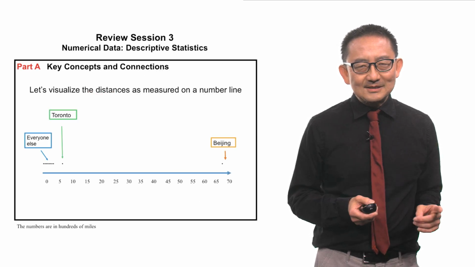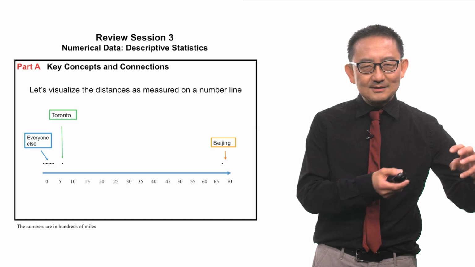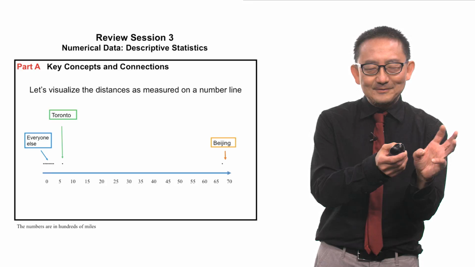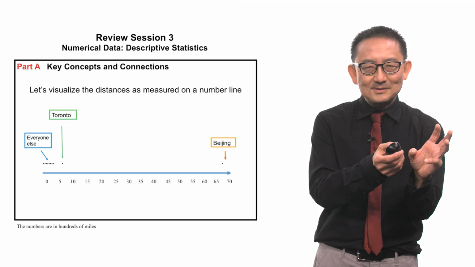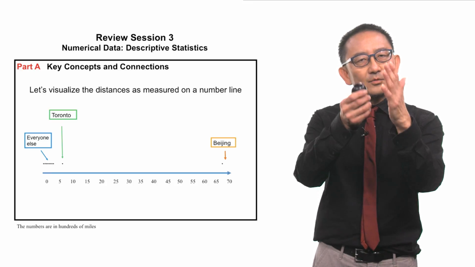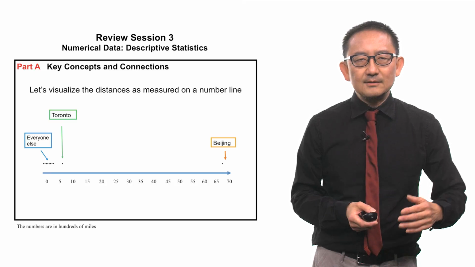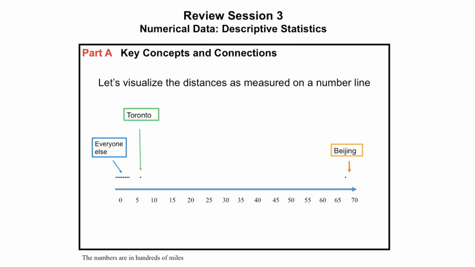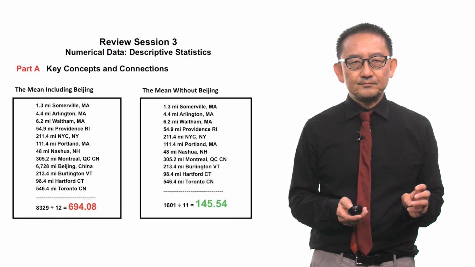So let's take a look at this on a number line. You'll see in the blue box, most of the cities cluster together on the left-hand side, close to 0. We have Toronto, that's a little bit further away. And then let's take a look at Beijing. Beijing is almost off the map, it's so far away. The impact that Beijing is going to have on the average, or the mean, is going to be huge.